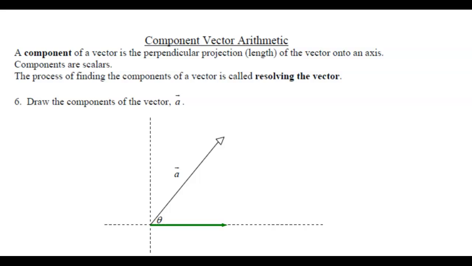So this would be our horizontal projection, our x projection, and our vertical projection will look like this. So that would be setting at a right angle. So what we've got going on is we've got those horizontal and vertical components. So you will see me frequently referring to them as a sub y for the vertical and a sub x for the horizontal. So the process of finding those components is referred to as resolving the vector. That's where we're taking the vector and we're resolving it into its individual parts.